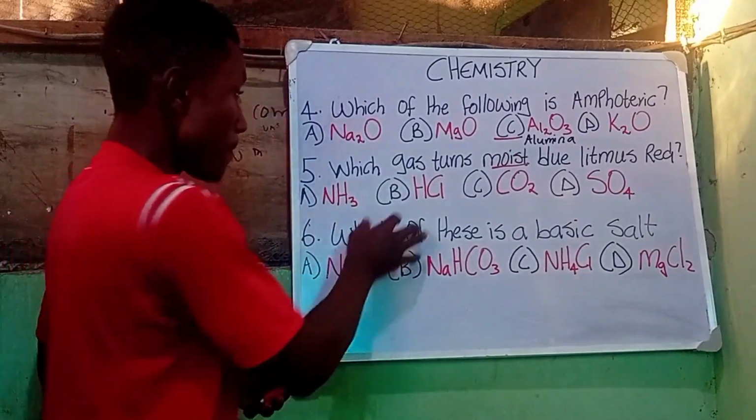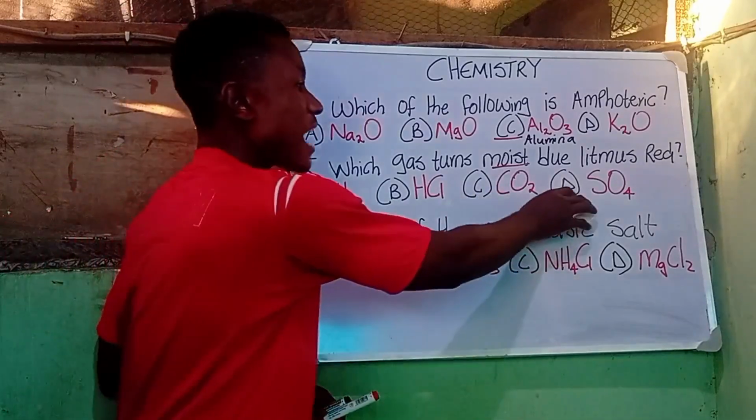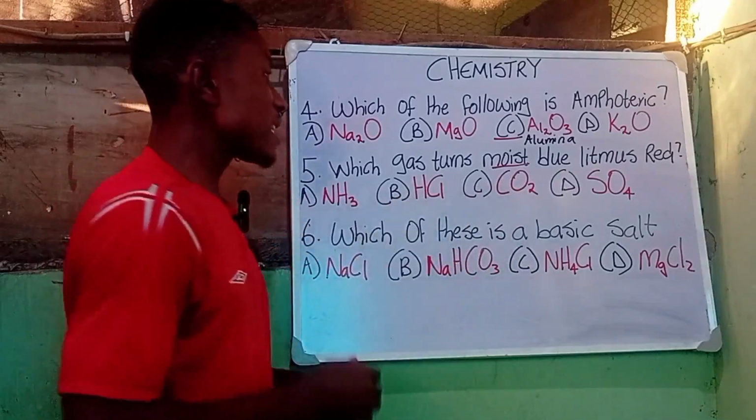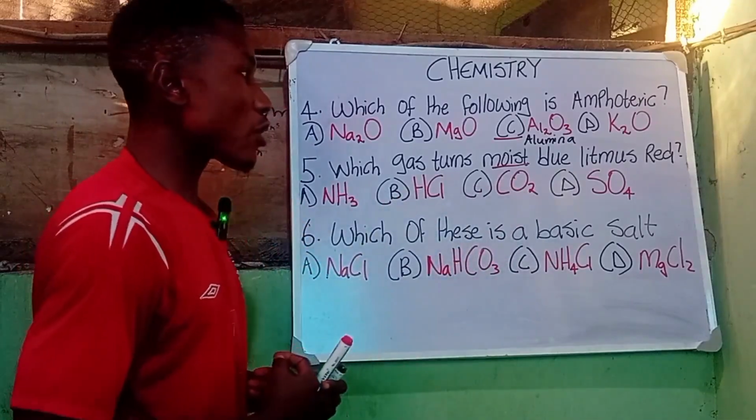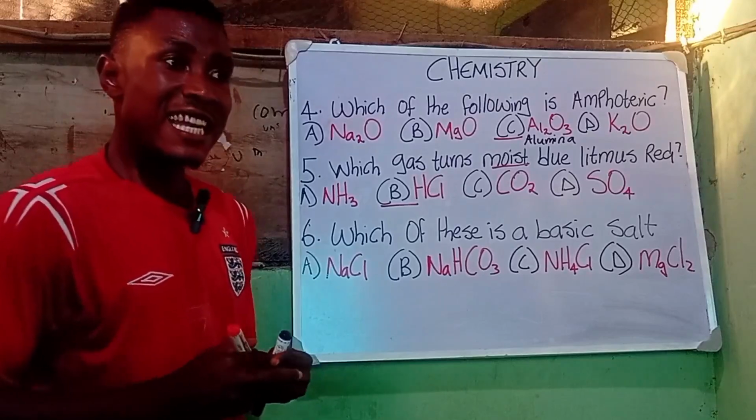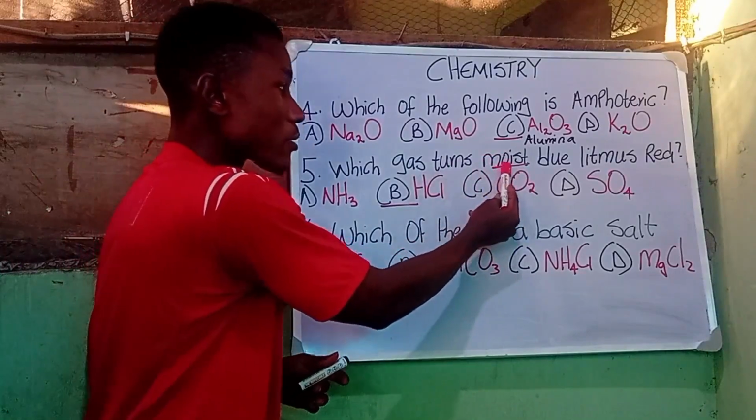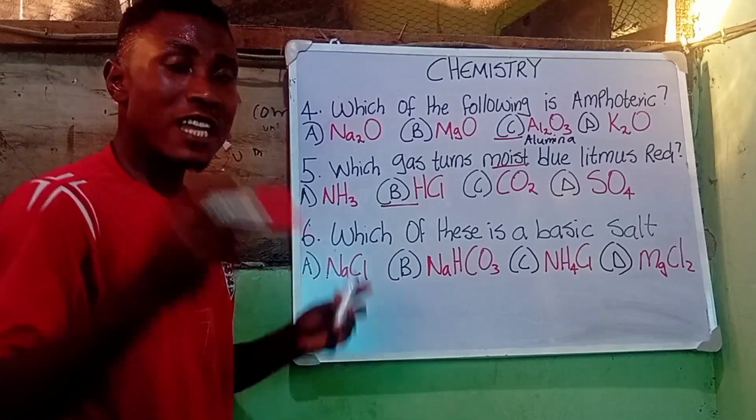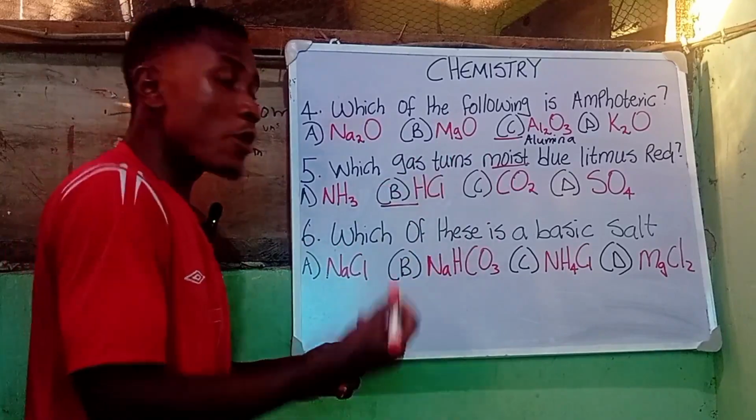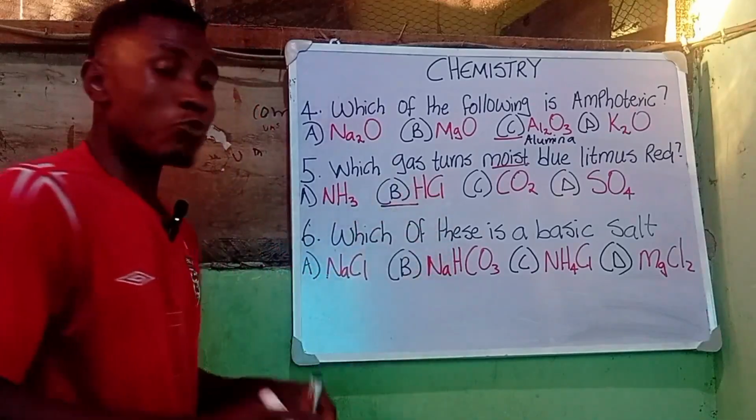So we have A, ammonia; B, hydrochloric acid; C, carbon dioxide; and D, sulfate. So which of these gases turns moist blue litmus paper red? The correct answer there is B, hydrochloric acid. Hydrochloric acid dissolves in the moist blue litmus paper to give us hydrochloric acid. You understand? It dissolves to give us hydrochloric acid, and we know that acid will turn blue litmus paper red. So the correct answer there is HCl.